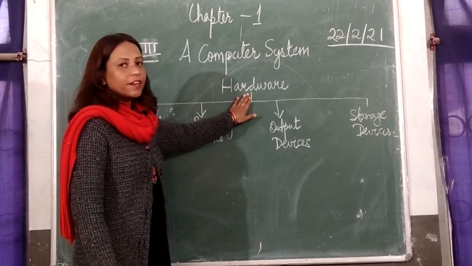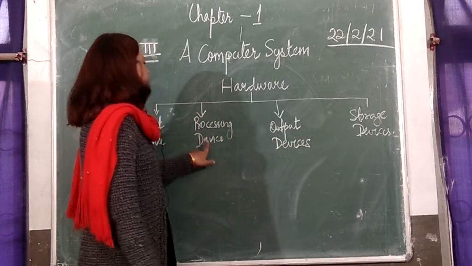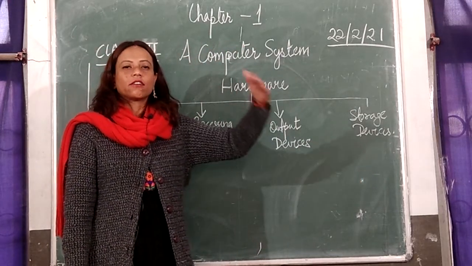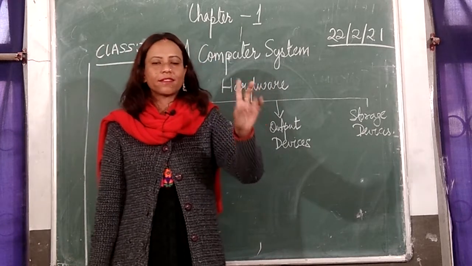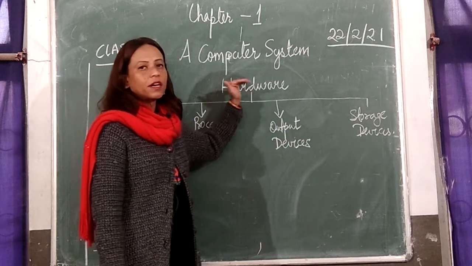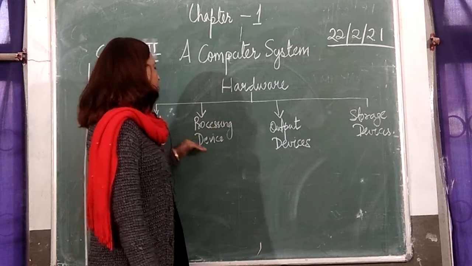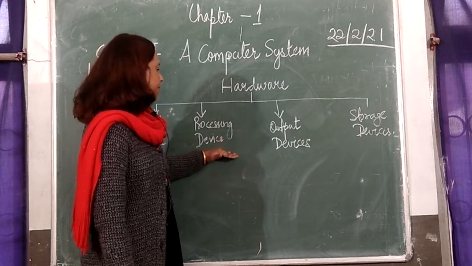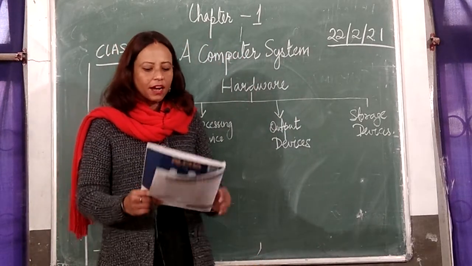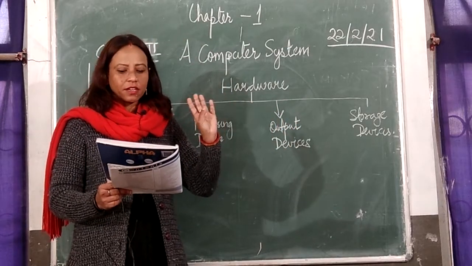Now again, these hardware devices are divided into different categories like input, processing, output and storage. Now, a computer system is divided into two parts, that is hardware and software. Again, we are talking about the hardware. I have explained about the hardware. The hardware device is divided into four parts, that is input, process, output and storage. Hardware can do input, storage, output, processing.